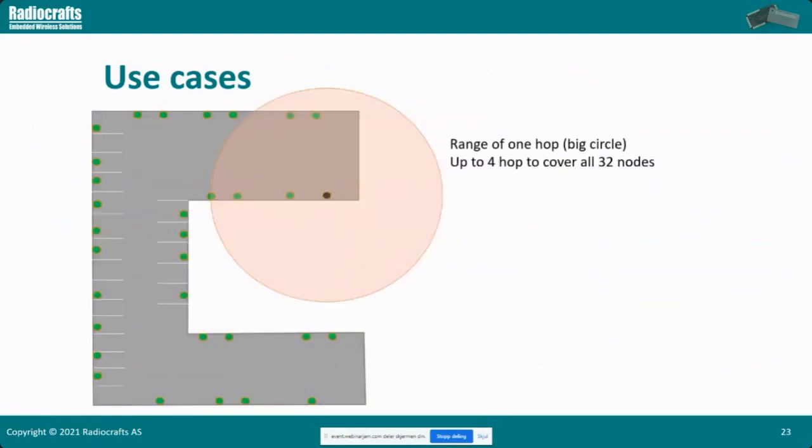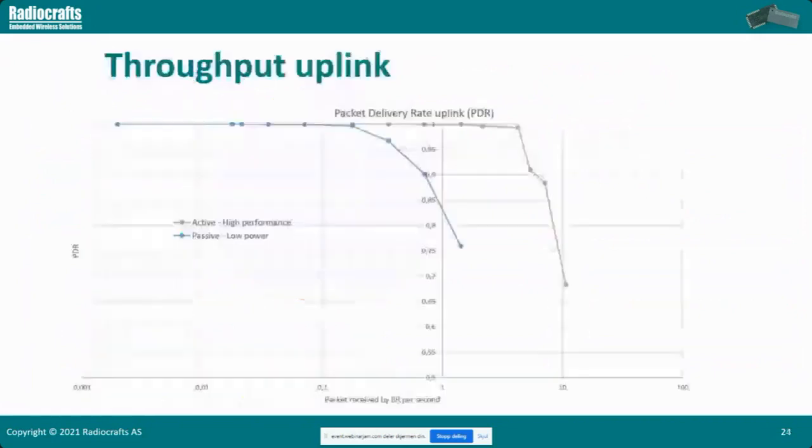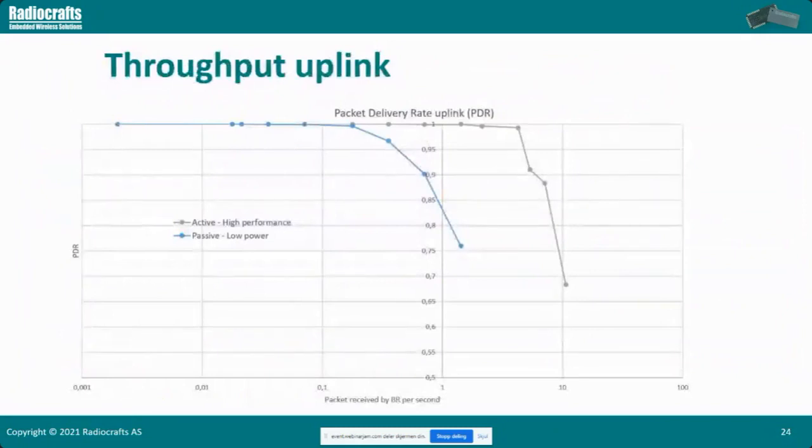So this is what the network we simulated looks like. We have 32 nodes. Around the black nodes, we have a big circle showing the range. Obviously not all nodes can listen to all nodes here, so that's why we need the mesh. We can have up to 4 hops in this network, as we have seen in the simulation. So here we focused on uplink traffic first.